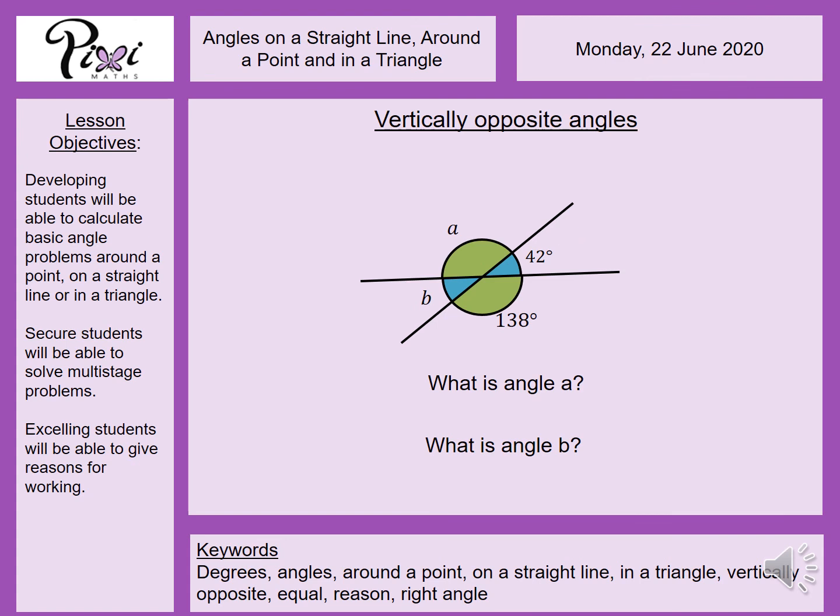So just a quick check that you've got it. If you want to check you've understood, pause the video now, and I want you to write out what angle A is and what angle B is. So pause. Okay, so angle A is opposite 138. So A is 138 degrees. B is opposite 42. So B is 42 degrees. So if you've got that, you should be fine to do the task.